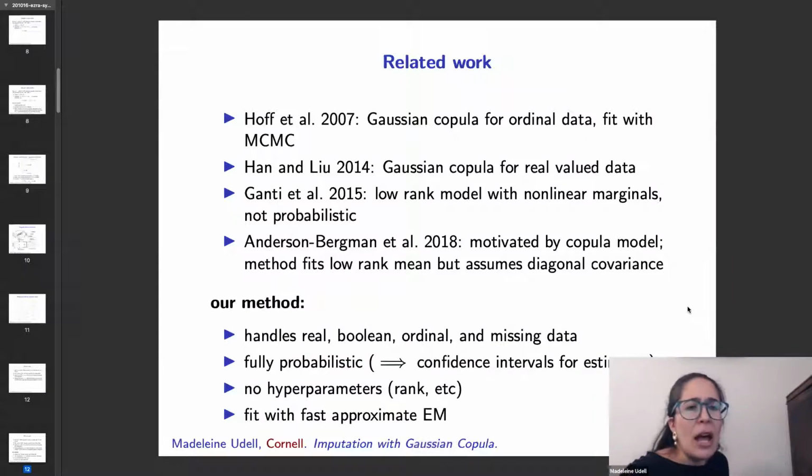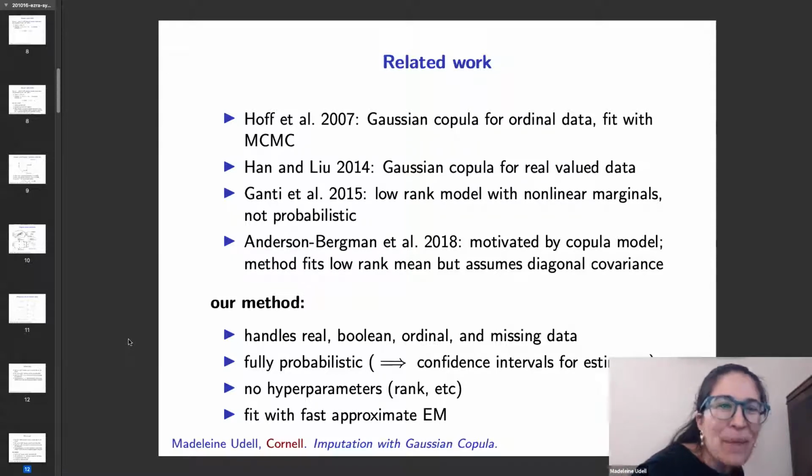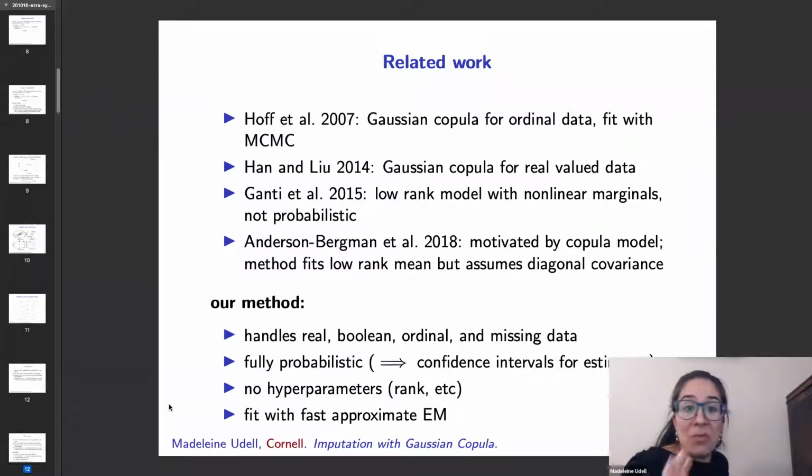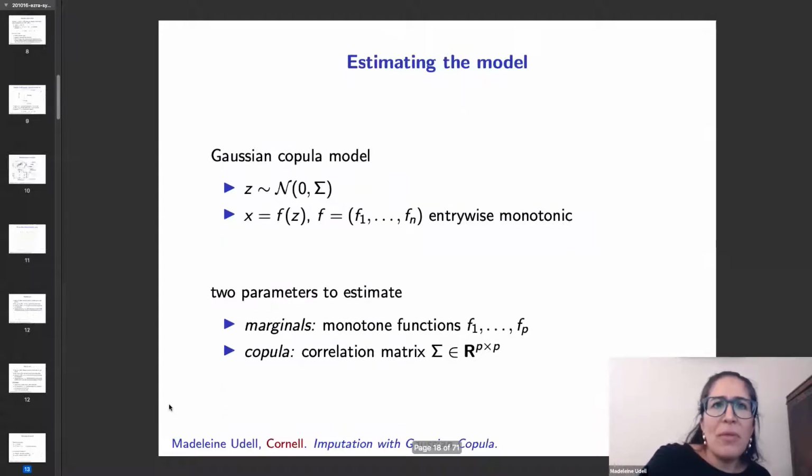Okay, so our method: we introduced an EM method that uses a similar model to the one that Hoff proposes, still the same Gaussian copula model. The nice thing about it is that it handles real, Boolean, ordinal, and missing data. We don't know how to do categoricals yet, so that's next up. It's fully probabilistic, which means you get confidence intervals for estimates. It has no hyperparameters. To me, that's awesome because however long it takes to fit it, you're done once you fit the model once. And you can fit it with a fast approximate EM algorithm. Okay, so I'm going to show you how this works.